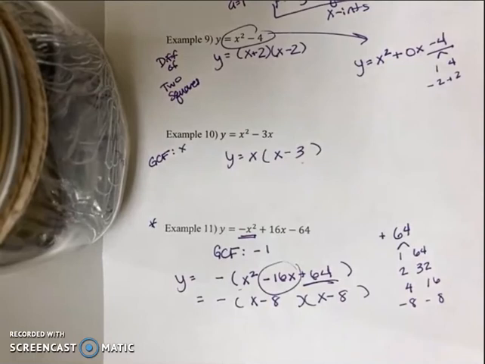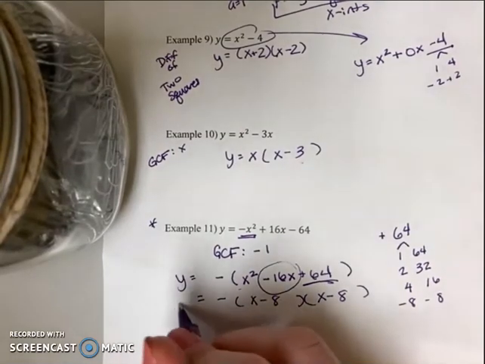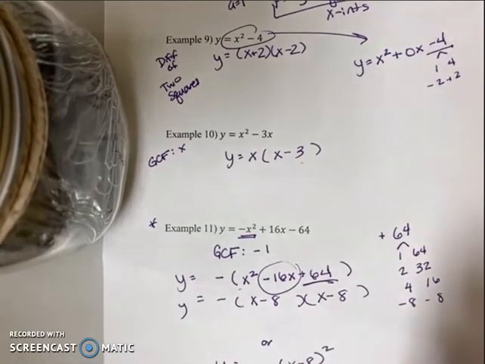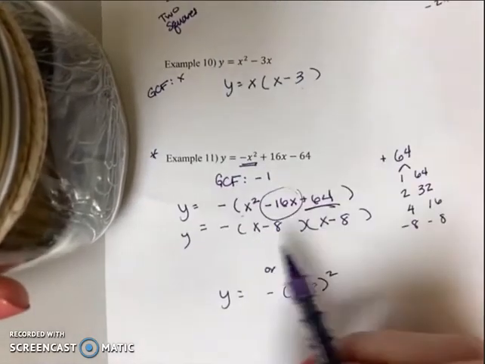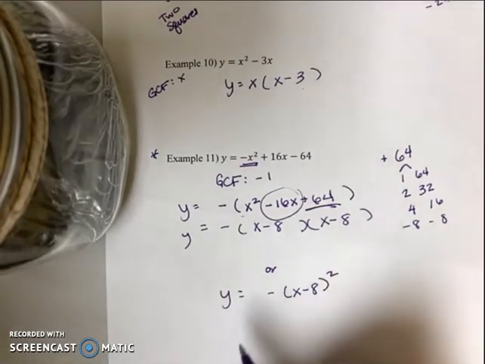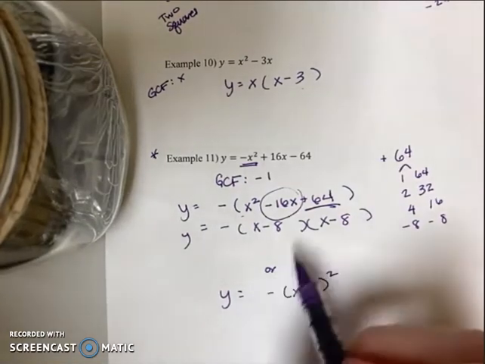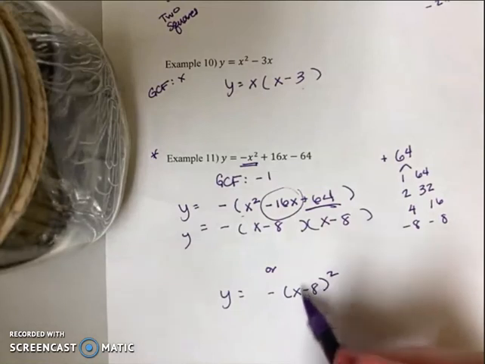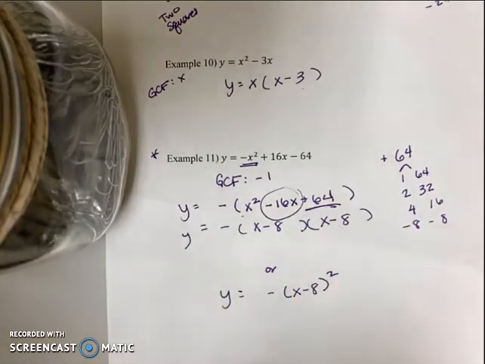If you wanted to, you could also write it as y equals negative x minus 8 squared, because technically anything times itself is something squared. And in this case, if I were to set it equal to 0, negative 1 would not give me a solution, so the GCF does not give me a solution like example 10 did, but I would get one solution of positive 8 here by taking the square root and then adding the 8.